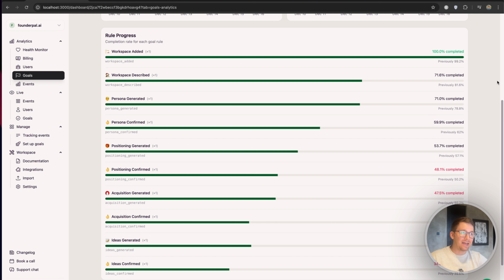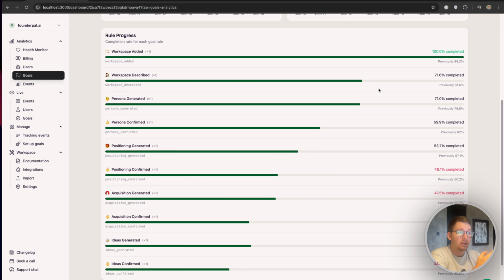I actually should add something like a dropout to the previous step, but maybe that can be an addition, but not every goal will have a subsequent number of steps. Sometimes it's just five different rules. So that might not be a good addition, to be honest. So I think this is really good to understand where your funnel is problematic.